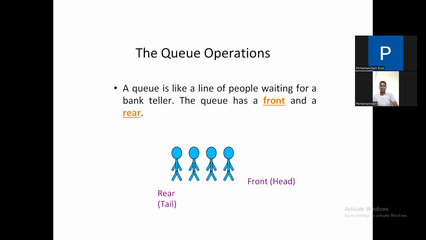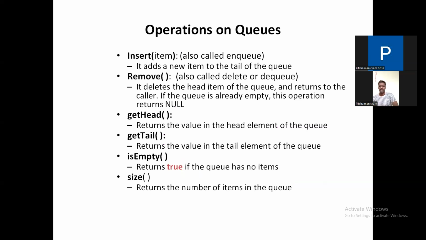The first thing is the queue operation. If we want to perform the two different operations, push and pop, we do it with the help of two different pointers. One is the front pointer, another is the rear pointer. These two pointers are mainly used to support the queue operations.